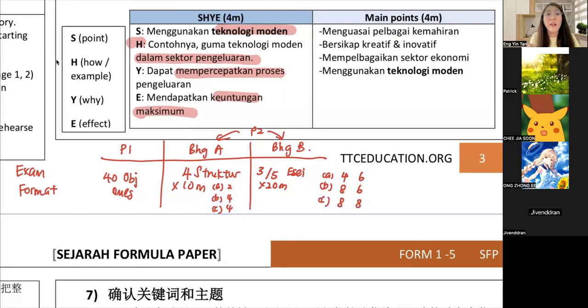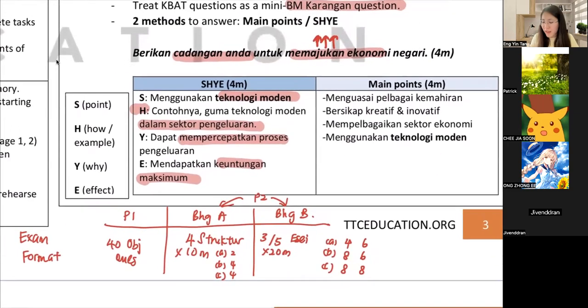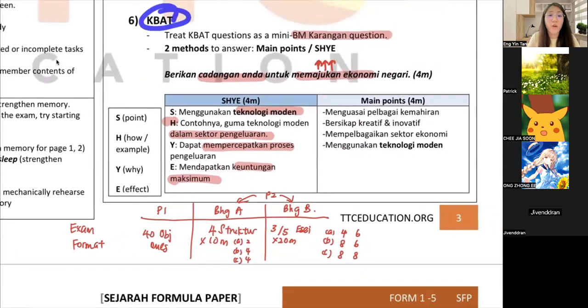Now, I would like to clarify here. I'm talking about SPM, not the school exam. For SPM, not every single time is part C a K-bar question. Sometimes the part C question can be from the textbook, which means the answer information can be found in the textbook. But sometimes the question is like this, a K-bar question.